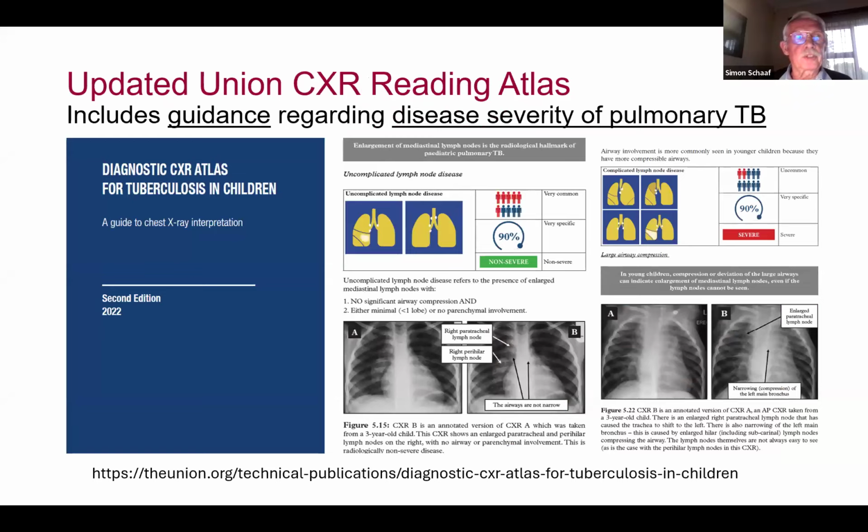So we have referred to the updated Union Chest X-ray Reading Atlas, and I want to encourage you to read this little booklet. It's only about 100 pages with lots of pictures, so it's easy to read. A very nice bedtime story. It will help you to evaluate chest X-rays much better. And the important change in this guidance is that it now also helps you to decide on the severity of pulmonary tuberculosis, by deciding is it non-severe or severe pulmonary disease. So please, I think the download link is in the chat, so you can read this atlas.